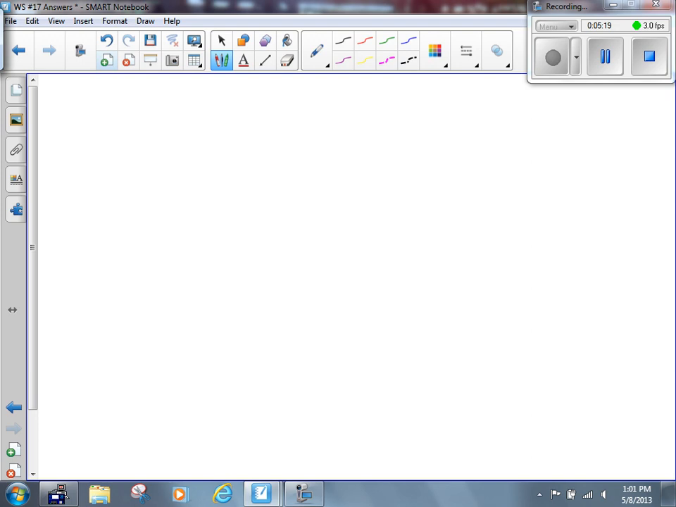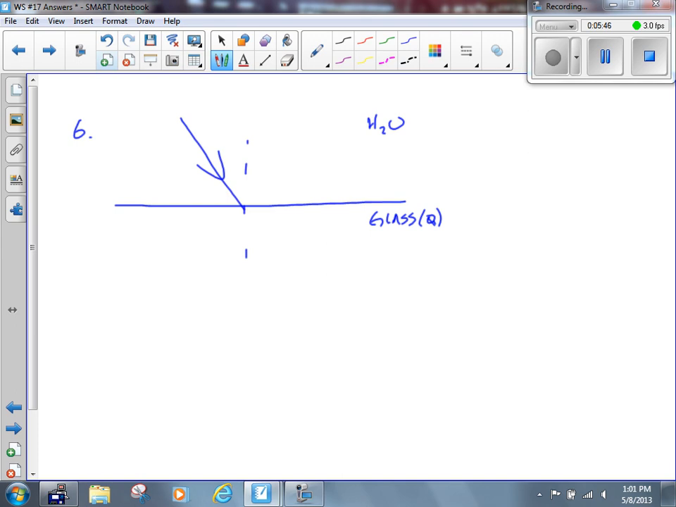Let's take a look at the next one that we had picked to go over here, number 6. When light passes from water to quartz glass, it refracts at an angle of 25 degrees. What's the angle of incidence? There's my boundary again. It goes from water to quartz glass. It's coming in at an angle, let's say, of whatever. We don't know what its value is, but we'll draw it like this. It's refracting at an angle of 25 degrees. Can you tell me whether it's going to speed up or slow down as it goes from water to quartz glass?